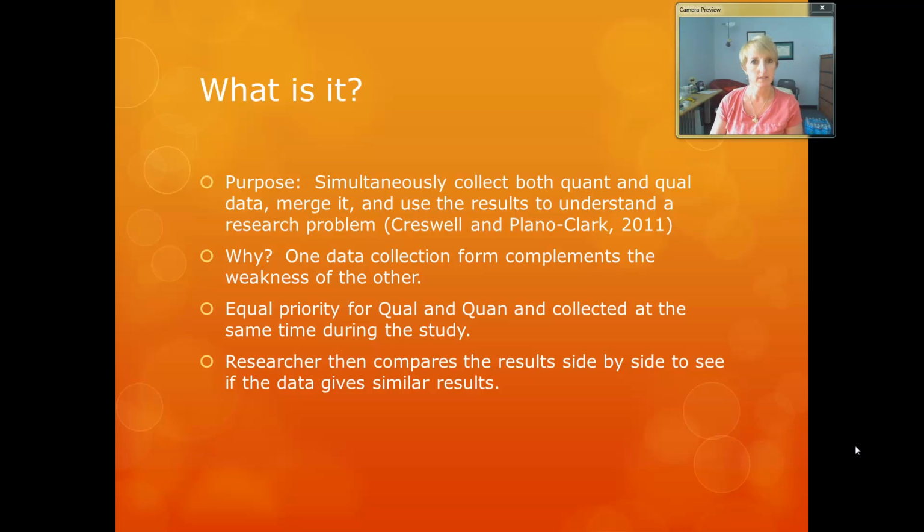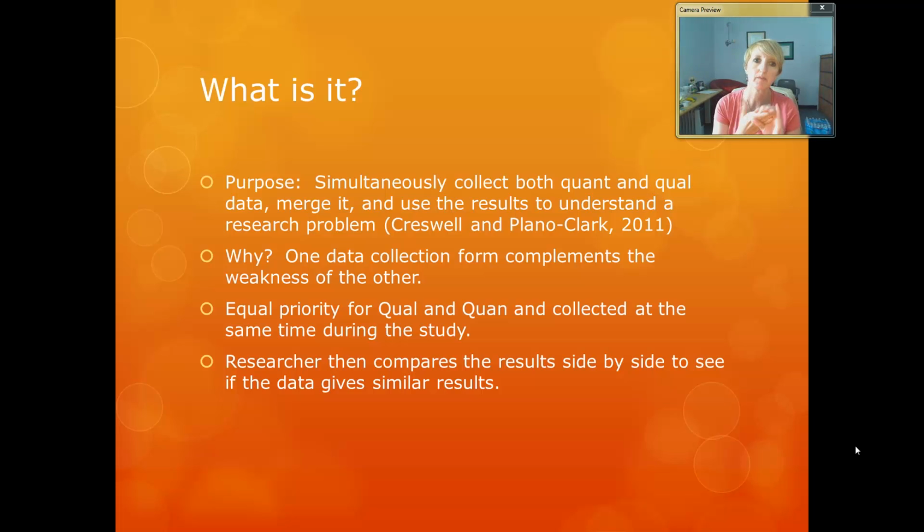Well, first off, what is it? Convergent designs have a certain purpose, and it's to simultaneously collect both quantitative and qualitative data, and then to put it together, merge it, and use those results to understand a particular phenomena, according to Creswell and Plano-Clark.